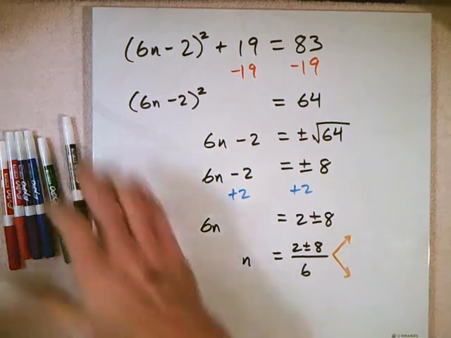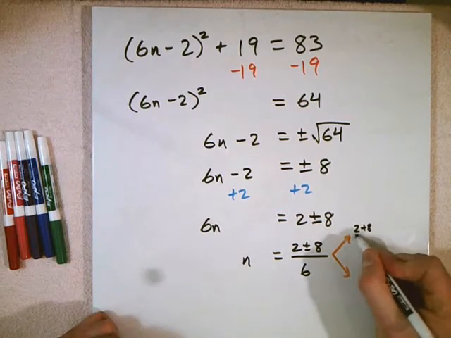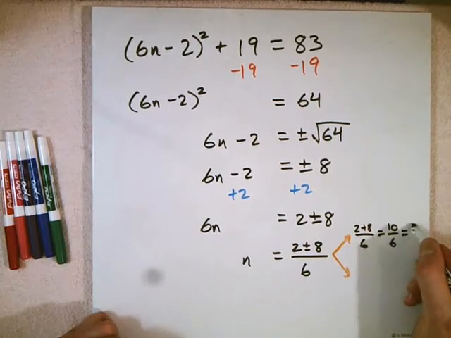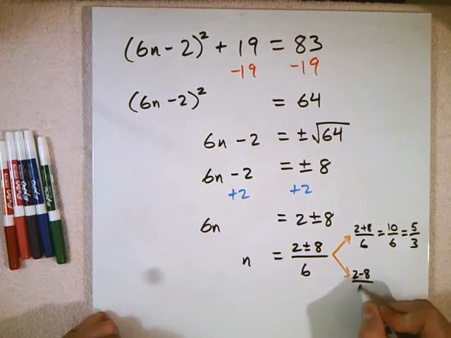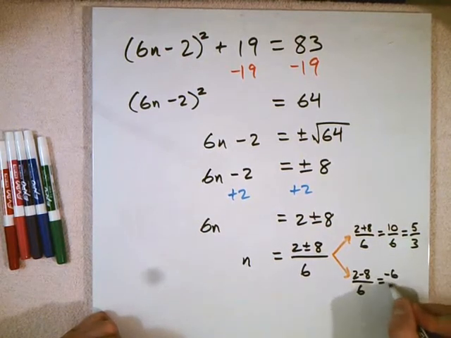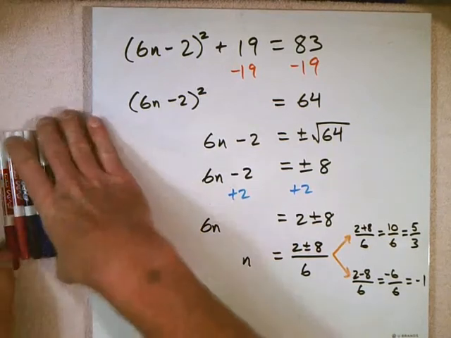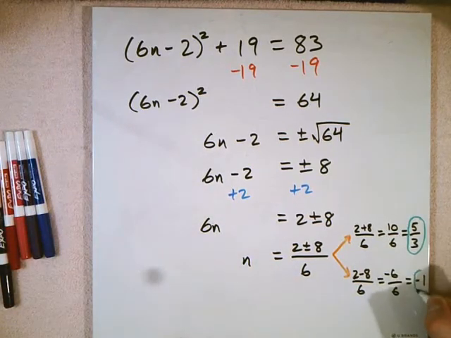This will lead you to two solutions. 2 plus 8 over 6 is 10/6, which reduces to 5/3. And then 2 minus 8 over 6 equals negative 6 over 6, which is negative 1. So there's your two solutions. You basically have a 5/3 there and a negative 1. Again, not too bad.